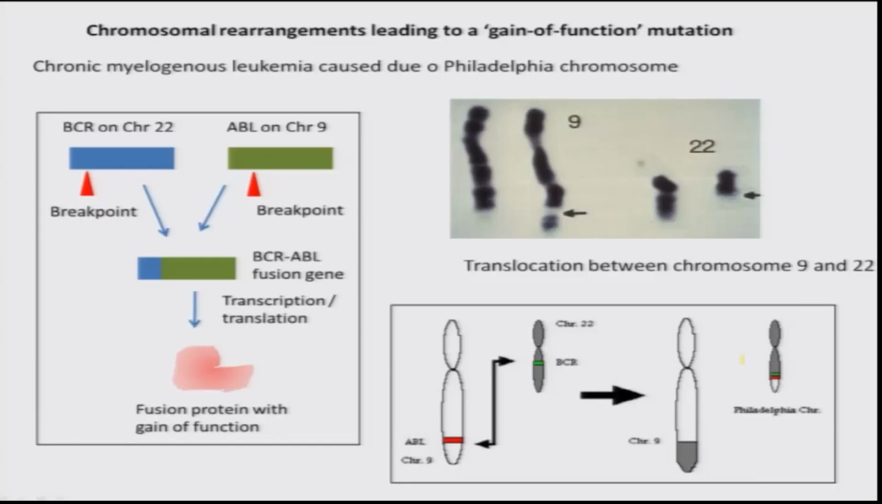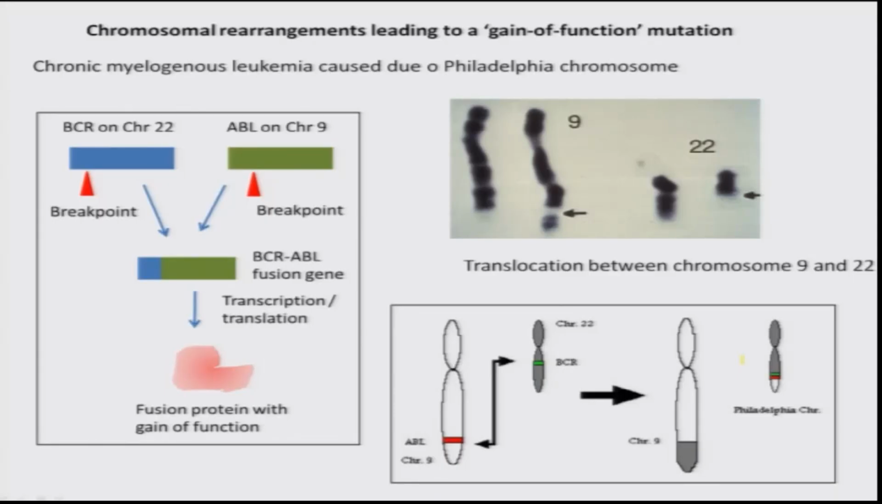This is a recurrent event, it can happen. It is a somatic mutation, it does not get transmitted from one individual to the other, it happens in a somatic cell. If it happens, then you would have the condition called leukemia, right. So, how does it happen? This is what is shown on the schematic on the left side.